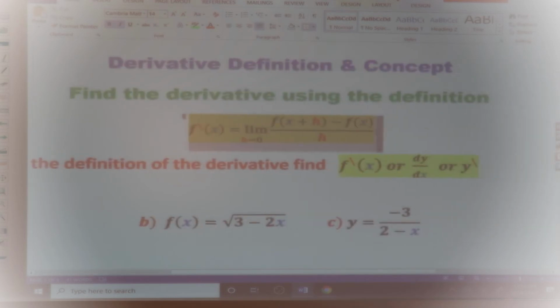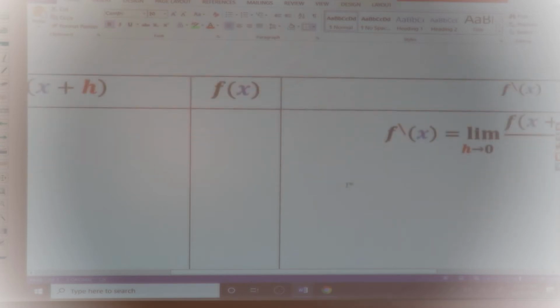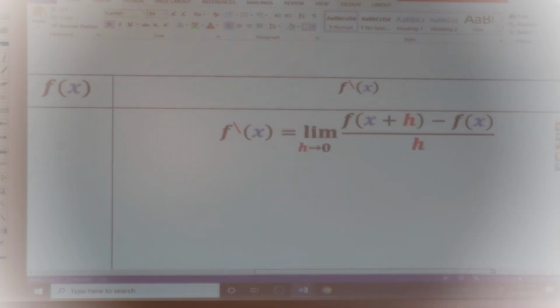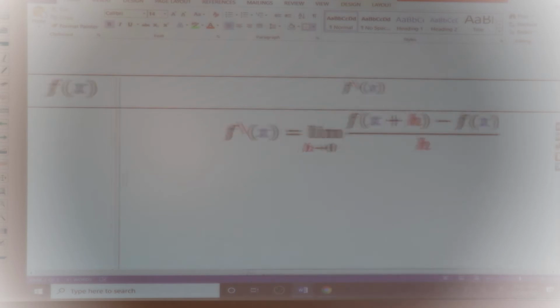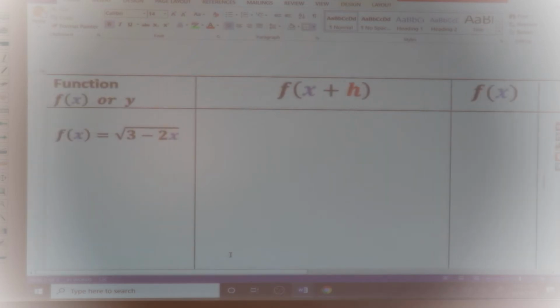I'm going to copy it and put it at the top just to keep reminding you. Then I need to find f of x plus h first. Do it on the side, in this column, not directly in the formula. I'm going to copy this function and change x to x plus h. You see that? This x becomes x plus h. Then this is my f of x plus h.